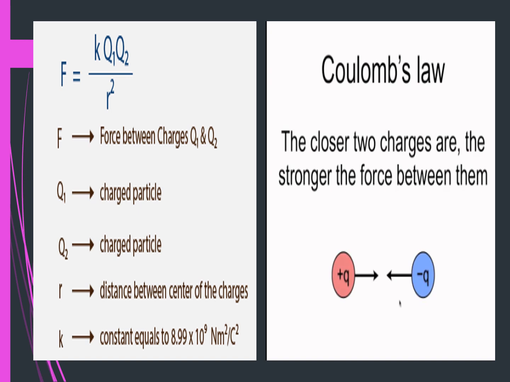So the equation for Coulomb's law is F is equal to K into Q1 into Q2 divided by R square, where F is the force between the two point charges Q1 and Q2. Q1 is one point charge, Q2 is another point charge. R is the distance between the two point charges, and K is the constant, which is equal to 9 into 10 to the power 9 Newton meter square per Coulomb square. This is the mathematical formula for Coulomb's law.